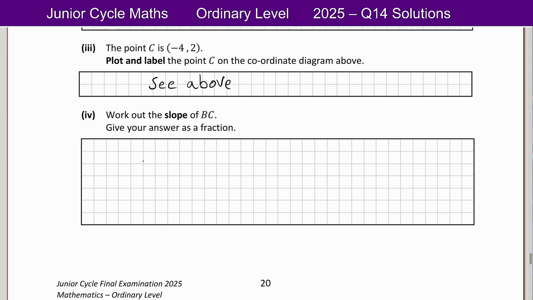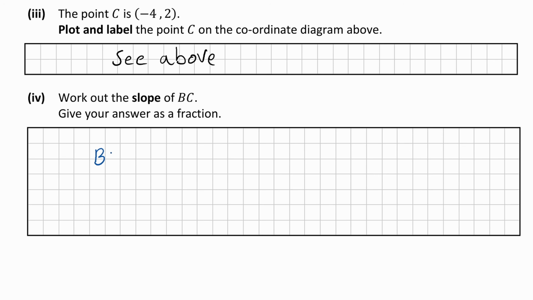Let's write down the points. We have point B, which is (3, -1). These are the coordinates of this point. And we have C here, with the coordinates of -4 on the x-axis and 2 on the y-axis.